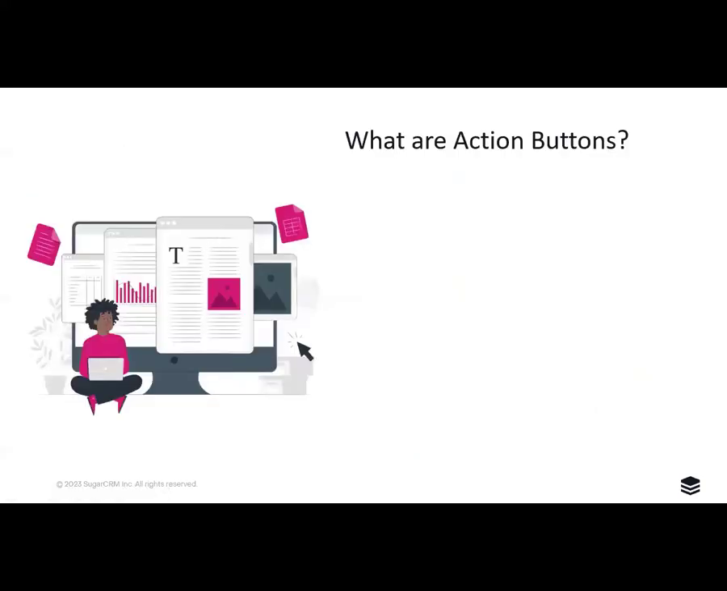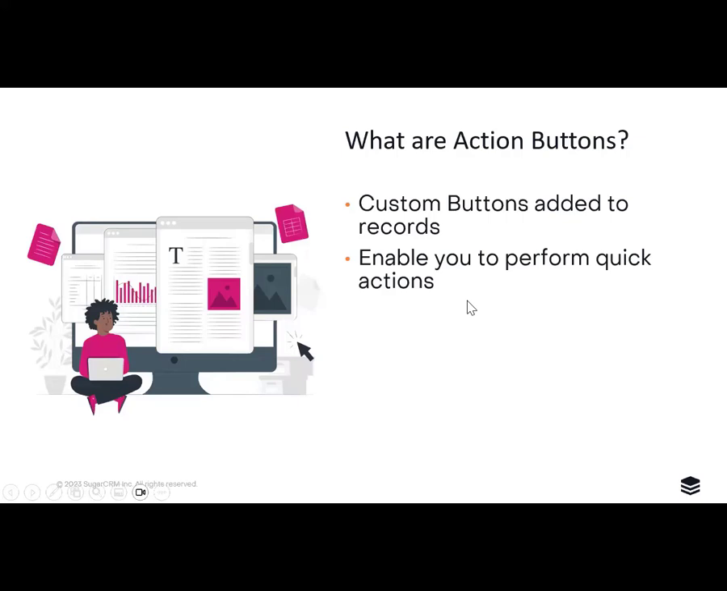So what is an action button? I know the obvious answer here is that it is a custom button, right? Added to a record, but it can also be added to several other places that have to do with that record, right? Not just on the record view. And it enables your users, or you, depending on who's actually on the call here, to perform some quick actions directly from the record, such as email or creating or editing a related record or opening an external web page.